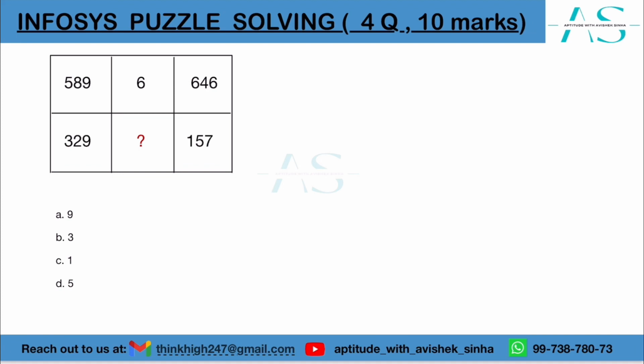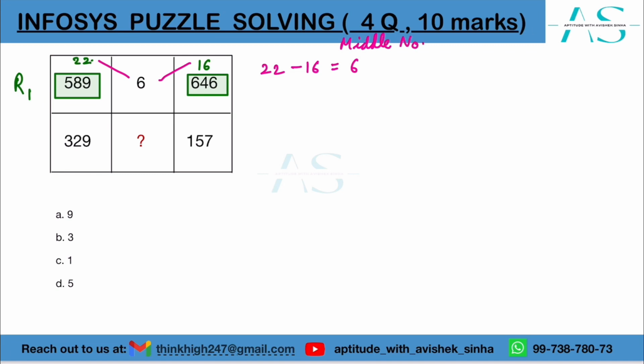I'll explain this. Let's say we move row wise. Take the sum of digits 5, 8, 9. How much is the sum? 8 plus 5 is 13, 13 plus 9 is 22. Okay, take the sum of digits here. 6 plus 4, 10 plus 6, 16. How can you go from 22 and 16 to 6? By taking the difference. So 22 minus 16 is 6, which is the middle value.